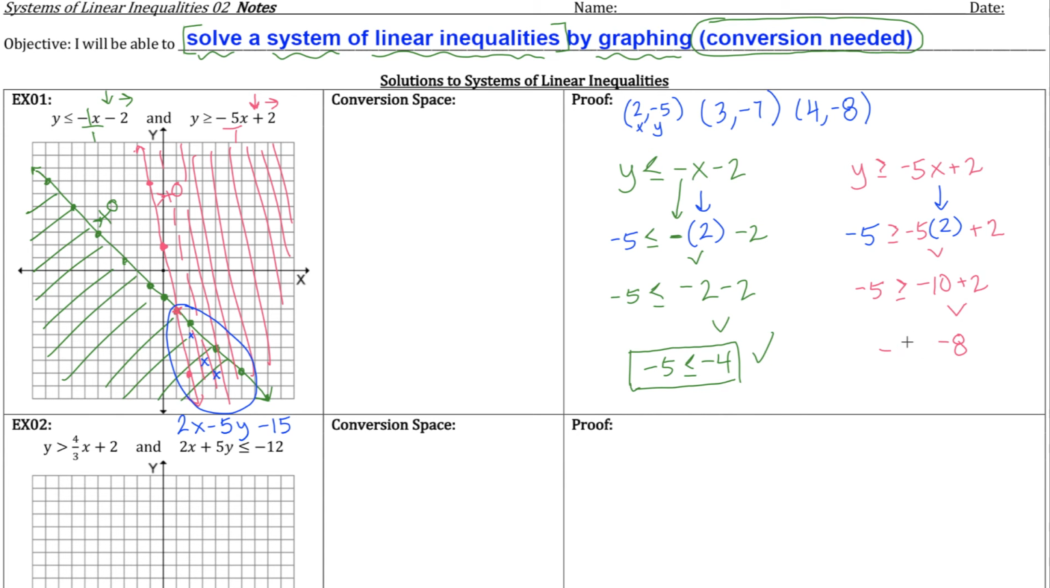Negative 5 is greater than or equal to negative 8, which is also true. Remember, this solution should work for both. This is not like a solution, non-solution type of thing. We're proving that these points work for both of these.